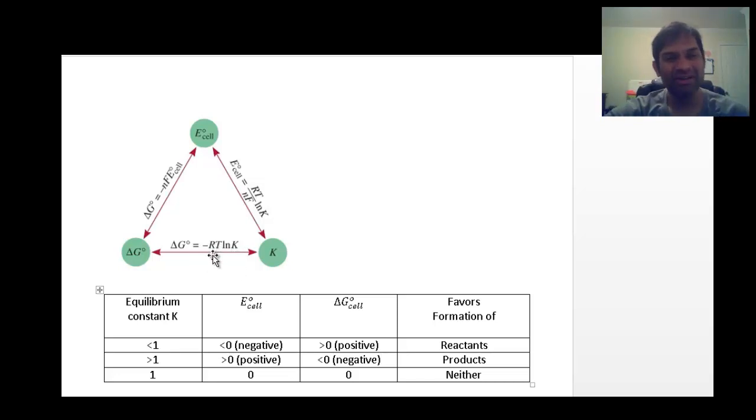Temperature is also important. R is your gas constant. And for this equation here, F is your Faraday constant, 96,500 joules per volt. Faraday constant F and gas constant R are constants that will be given to you on an exam.